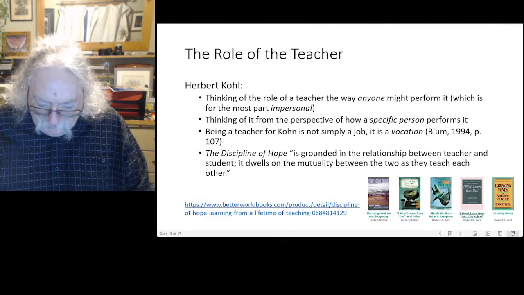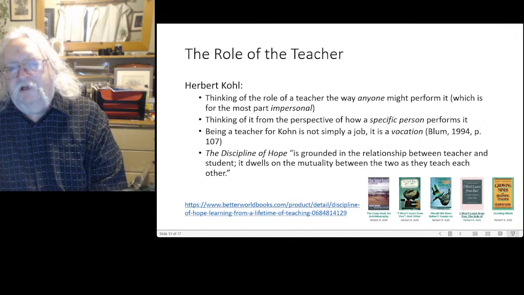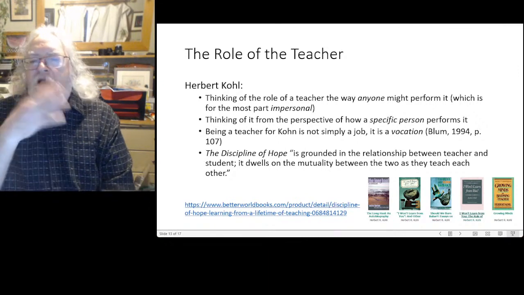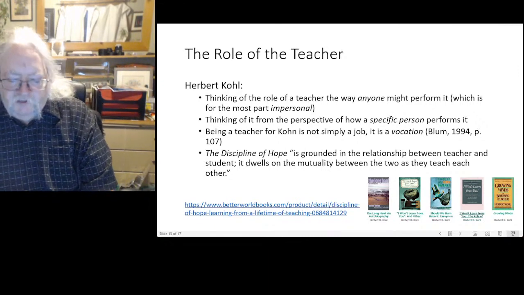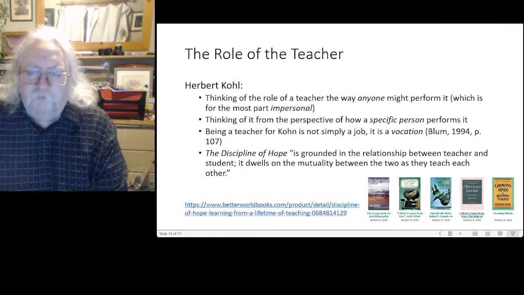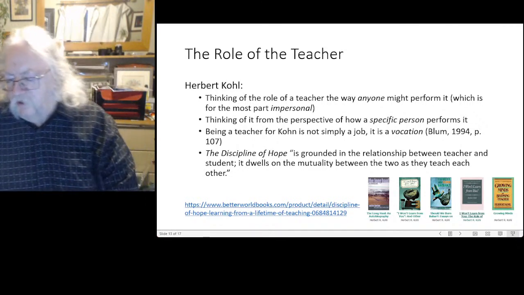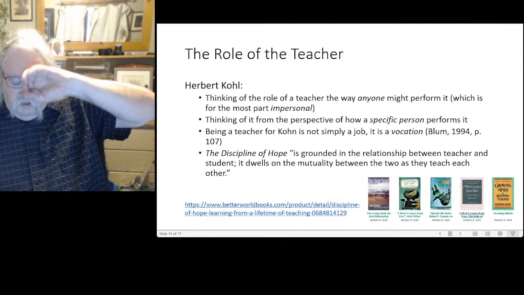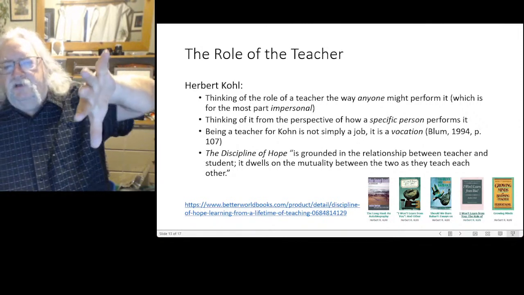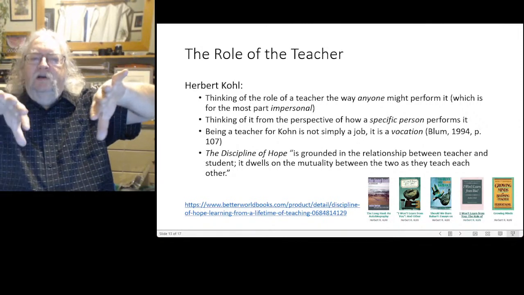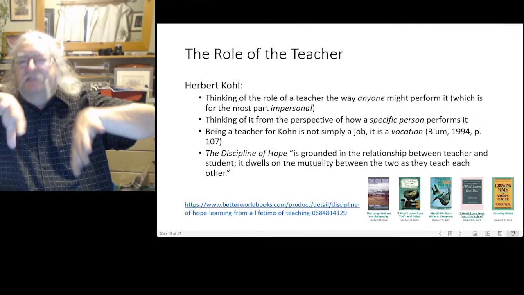So we have the functional account of what it is to be a teacher and the causal account of what it is to be a teacher. Or we could say, what it is to teach versus what it is to be a teacher. You see the distinction.